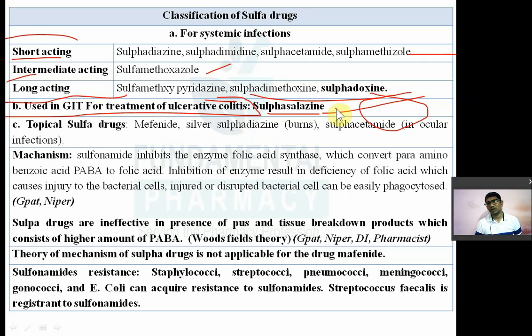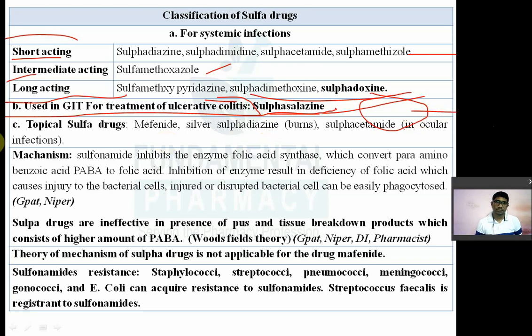Now it is broken down in the intestine by an enzyme known as azoreductase, produced by bacteria. बैक्टीरियल एंजाइम होता है एजोरिडक्टेज, वो सल्फासेलेजिन को ब्रेक डाउन करेगा इनटू टू ड्रग. First one is nothing but 5-amino salicylic acid and second one is nothing but sulfapyridine. तो sulfasalazine क्या है, प्रोड्रग है, it is used locally for ulcerative colitis.